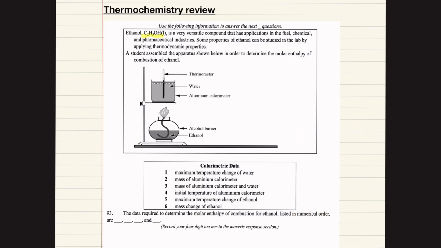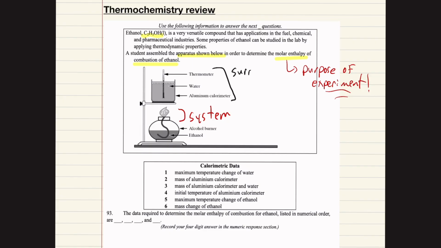So the first part we looked at in thermochemistry was calorimetry. Remember, that's a way to measure the enthalpy change for reactions that can't be measured directly. So it's a direct way to measure it, or a way to infer it. And so when we look here, it says, what is the molar enthalpy of combustion of ethanol? That's the purpose of the experiment.